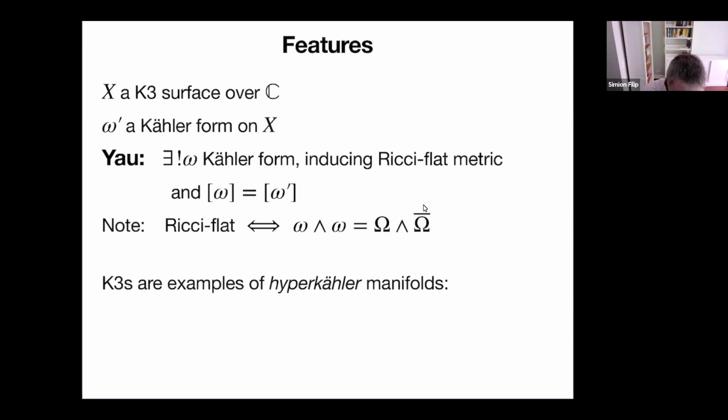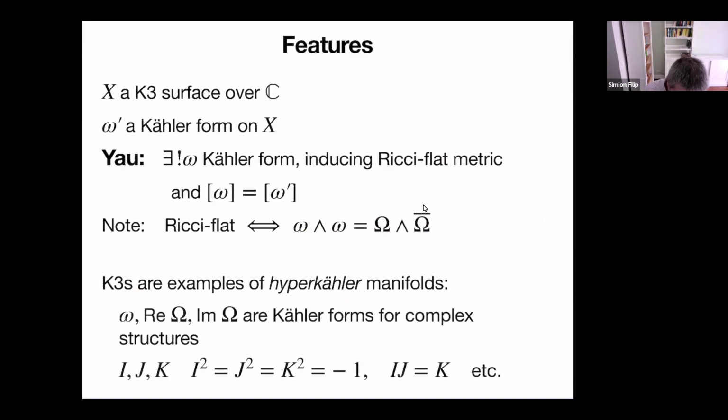More importantly, K3 surfaces are examples of hyperkähler manifolds. What that means is that not only do you have one Kähler form omega, but in fact, if you use the real part of capital omega and the imaginary part of capital omega, then they themselves are Kähler forms for a triple of complex structures I, J, and K, which satisfy the usual quaternionic relations. And in fact, all of the corresponding Kähler metrics, if you use this triple, will also be Ricci-flat.